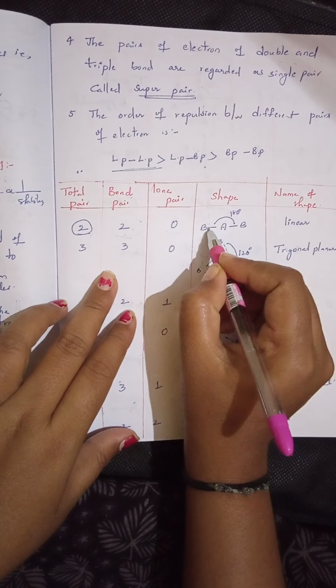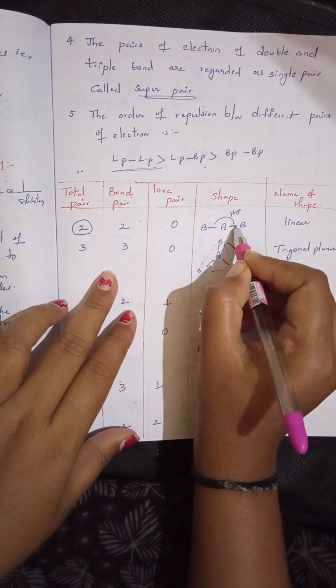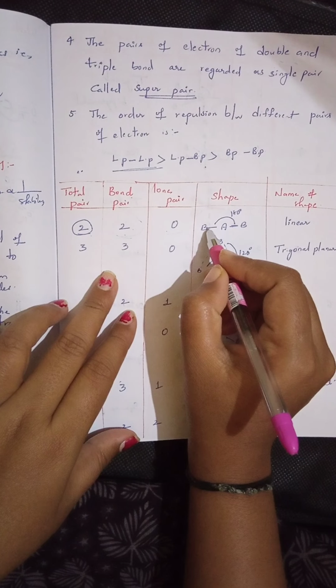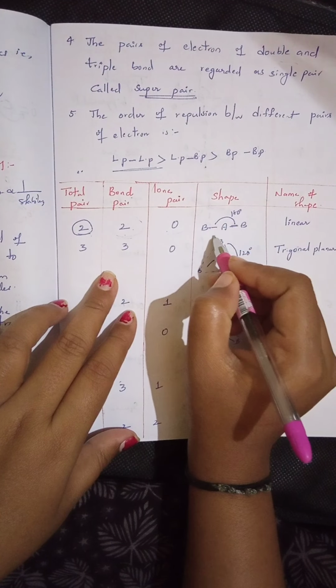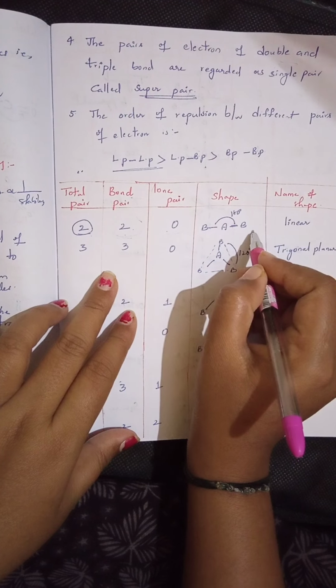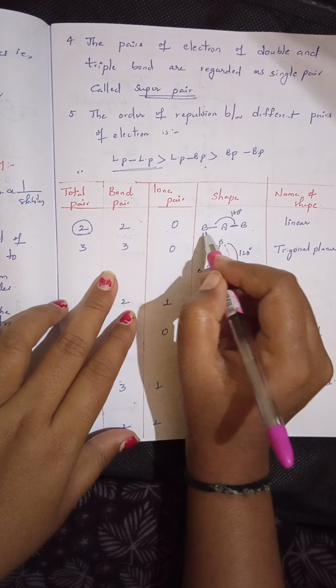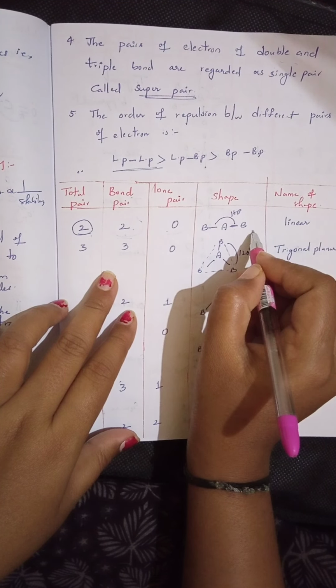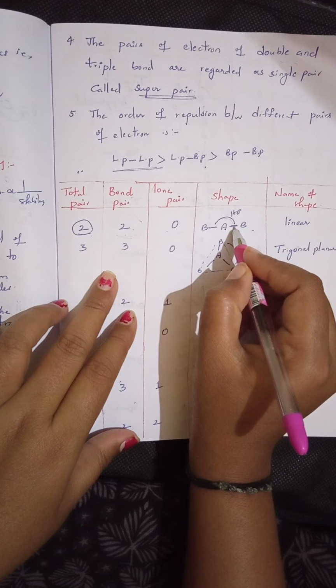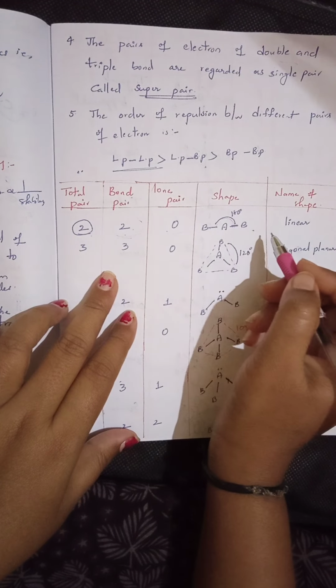That means it can form a maximum of 2 bonds. With the 2 bond pairs, it can form 2 bonds. These 2 bonds are made between 3 atoms. That is, A is bonded to 2 B's. Whatever the bond angle present between the 2 bonds is 180 degrees.